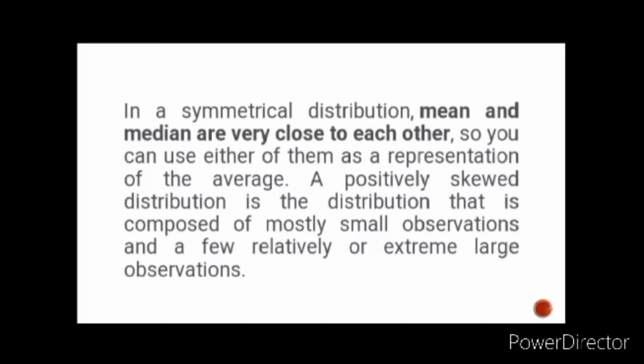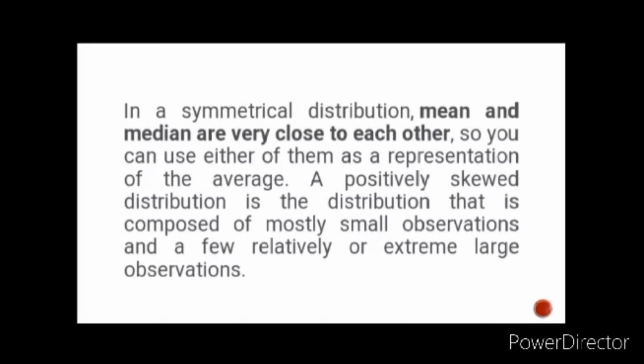Good day everyone. The topic assigned to me is skewness. In a symmetrical distribution, mean and median are very close to each other, so you can use either of them as a representation of the average. A positively skewed distribution is a distribution that is composed of mostly small observations and a few relatively extreme large observations. In short, it talks about the mean, mode, and median. As you can see, mean and median are very close, so it depends on you which you want to use, either of them as representations of the average.